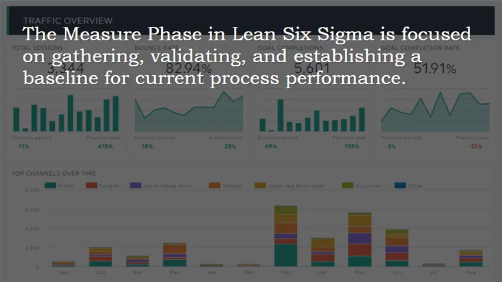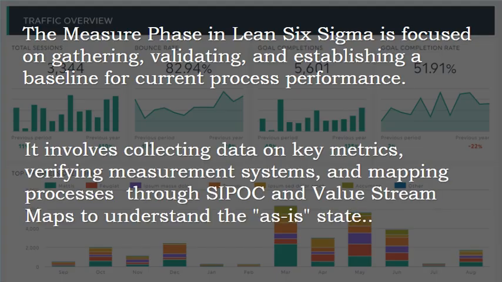The Measure phase in Lean Six Sigma is the second step, focused on gathering, validating, and establishing a baseline for current process performance. It involves collecting data on key metrics, verifying measurement systems, and mapping processes through SIPOC and value stream maps to understand the as-is state.